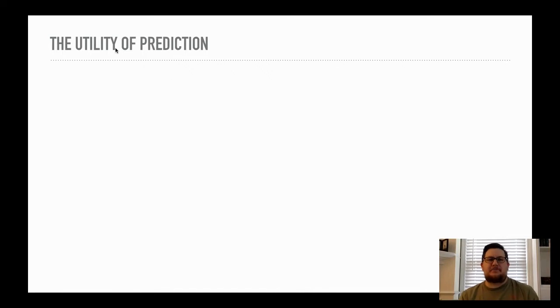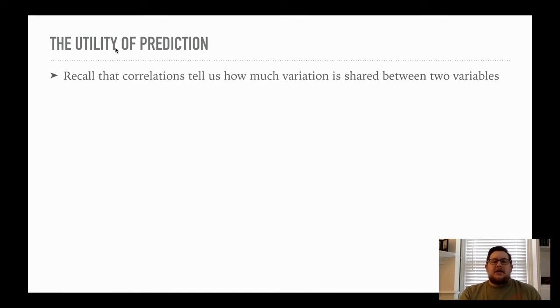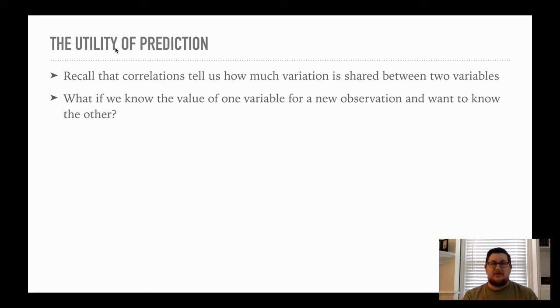The utility of prediction. Now, prediction is interesting in that it allows us to create what's known as an out-of-sample prediction. We can predict beyond what we observe, all right? But let's take a step back for a second and think again about correlations. Correlations, at their heart, tell us about how much of the variation between two variables is shared, okay?